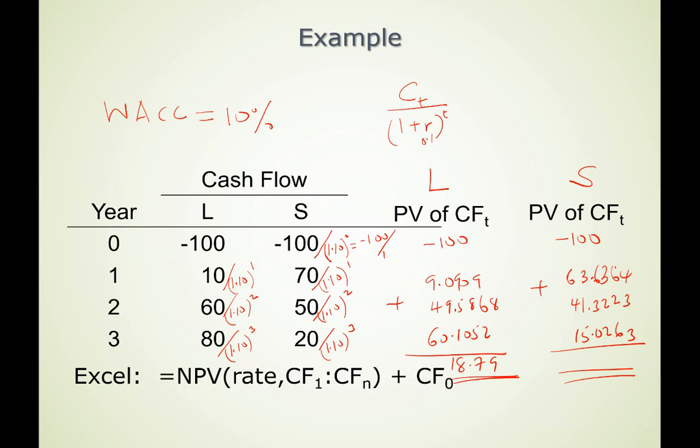And the net present value of project S, again, we sum everything together, should give you 19.98. Again, the NPV for L is 18.79 and the NPV for S is 19.98. Again, you could use Excel to do the same thing.